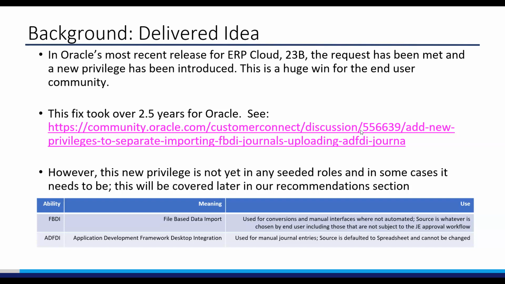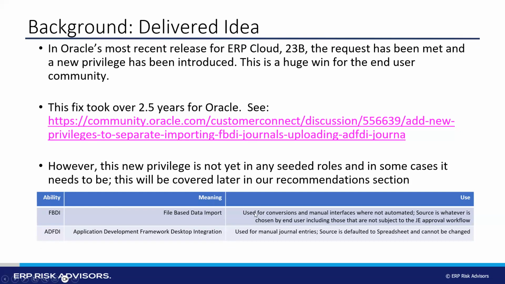An accountant could choose an FBDI template, and an FBDI template would allow them to choose a source that would not be subject to the journal approval workflow. So that's really the key challenge here: the use of the FBDI template, which is supposed to be used for conversions or manual interfaces.